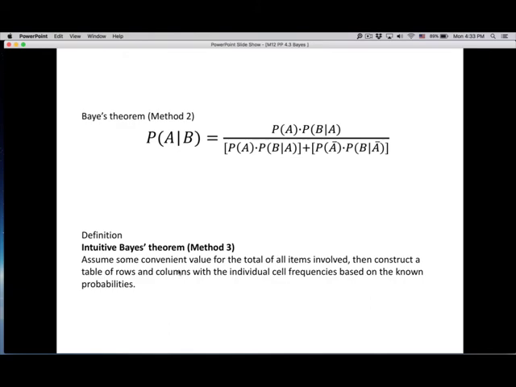And then method 3, we do have the iterative Bayes theorem. Okay, this is going to be method 3. In this method, you're going to assume some convenient value for the total of all items involved. Okay, you need to make up a number. Of course, you want to make up an easy number. And then you need to construct a table of rows and columns, and fill in all the information here. Okay, we're going to try the next example using method 3.